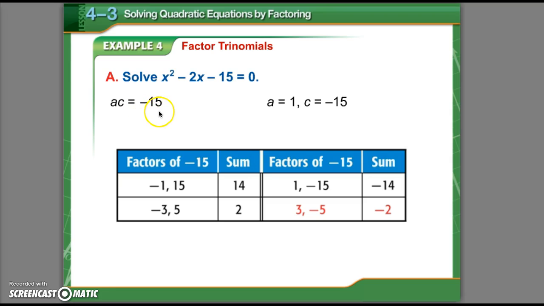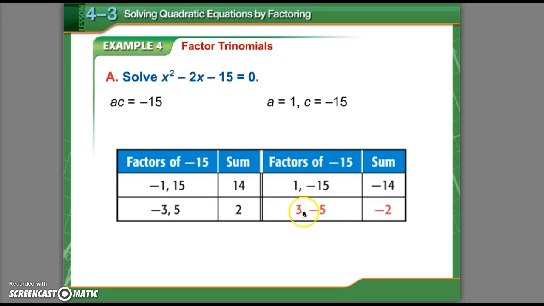From there, you're going to write down all the different factors of negative 15. One possible way that you could multiply two numbers and get negative 15 is negative 1 and positive 15. Negative 3 and positive 5 is another way. Positive 1 and negative 15 is another way. And positive 3 and negative 5 is the last way.